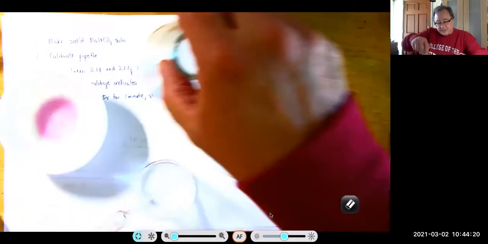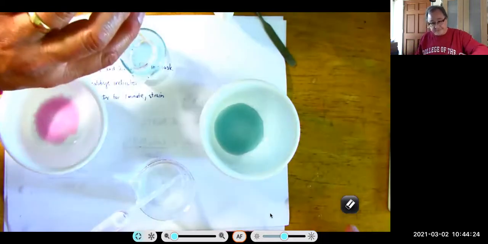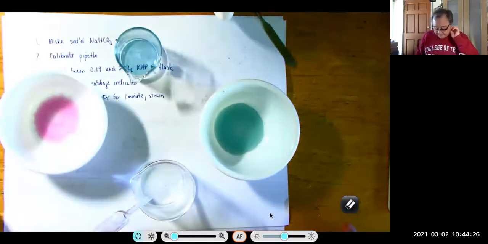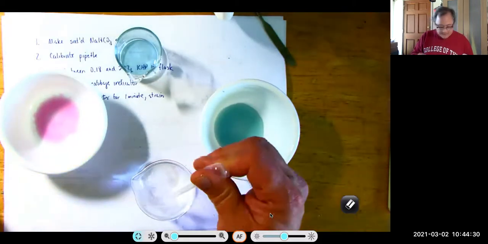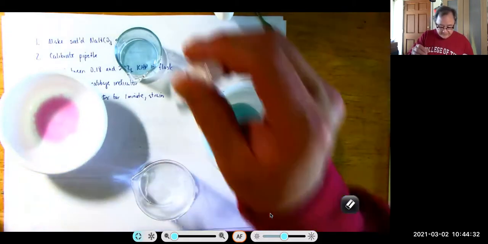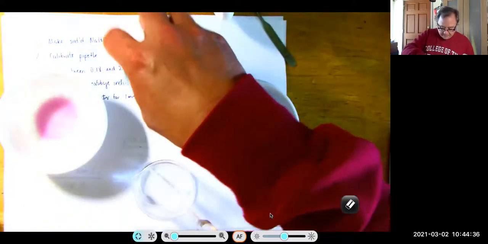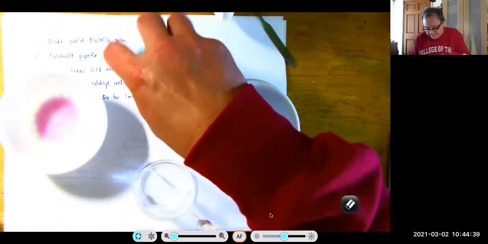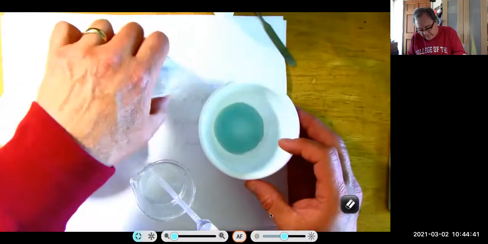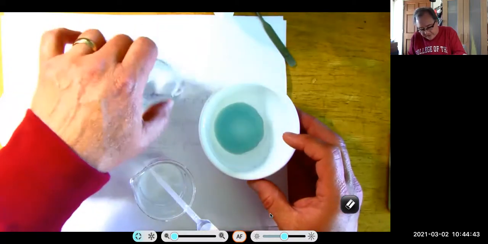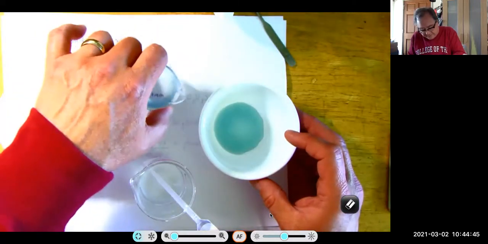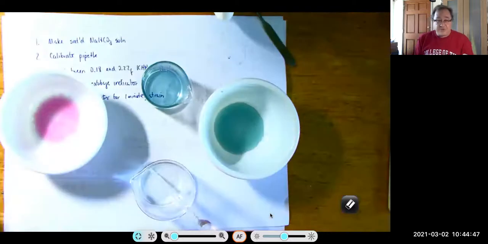I want to keep this solution around, so I'm going to put it in there. I'm going to go ahead and add 1 more drop and see what happens here. And you can see here that with 1 more drop, the color hasn't really changed.